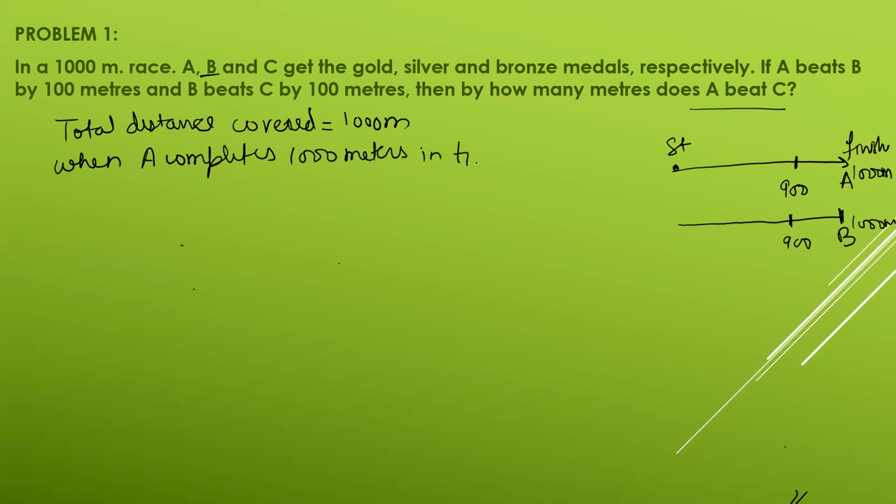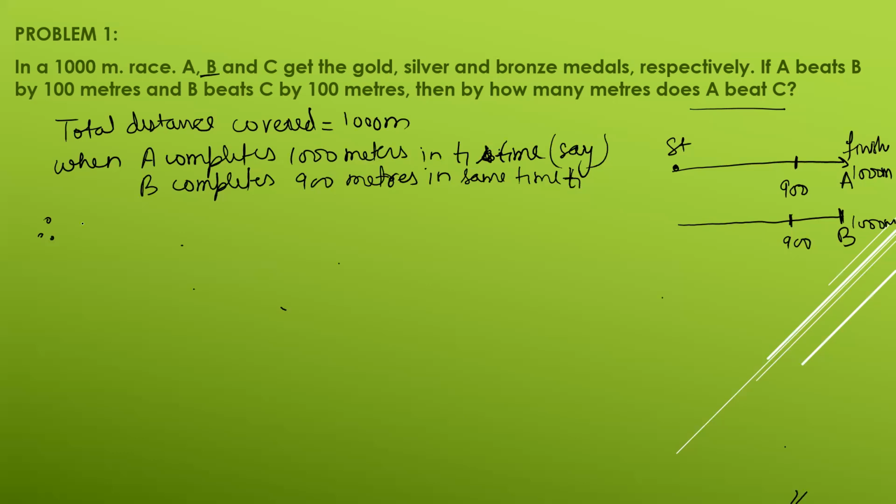in, let's say T1 time, let's not talk about minutes or seconds, say T1 time, then B completes 900 meters in same time T1. So therefore, what will be the speed of A? It's distance upon time, which is 1000 upon T1.